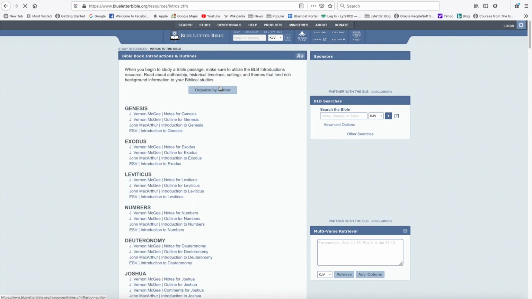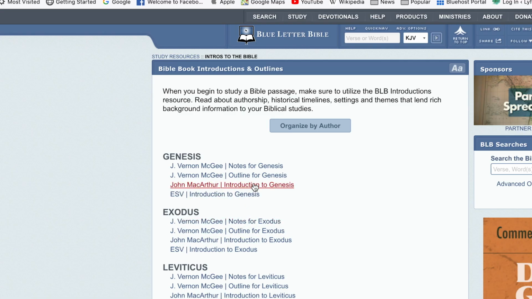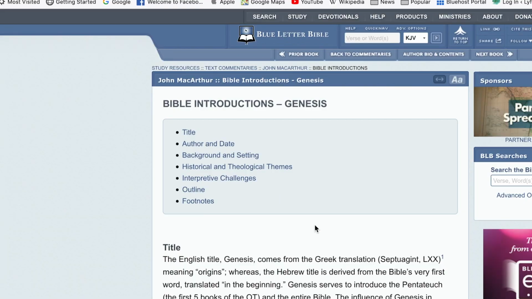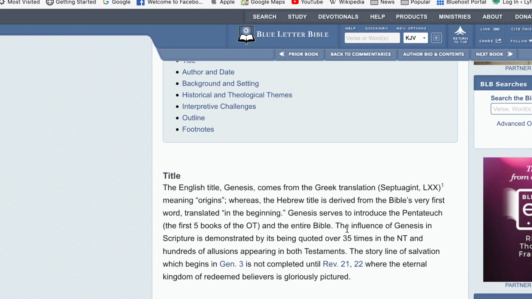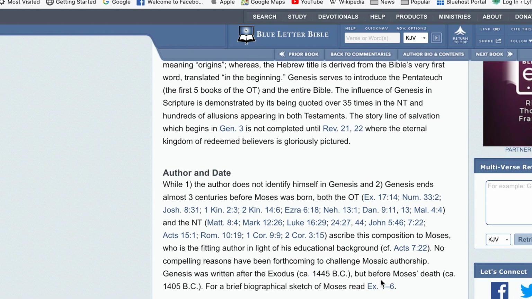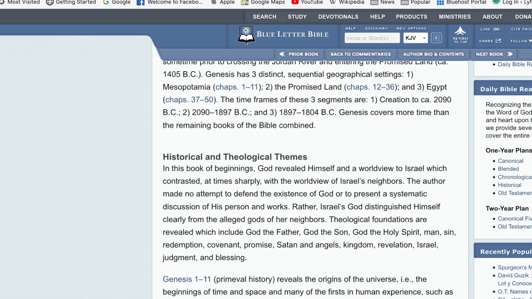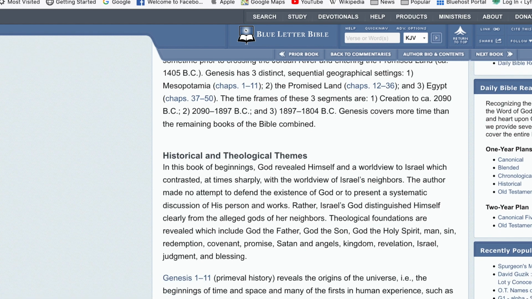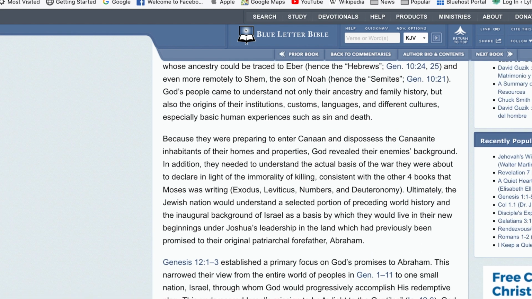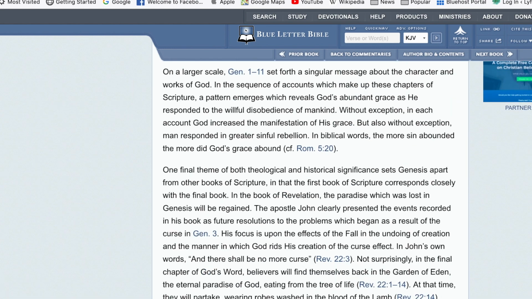So we're going to go to another one, Introductions to Genesis. This goes a little bit more detailed. We have the title. Again, it's going to tell us where the name Genesis came from, and give us some information about the author and the date. This is going to give us some background and setting of Genesis, then some historical and theological themes, and kind of outlines the book for us.